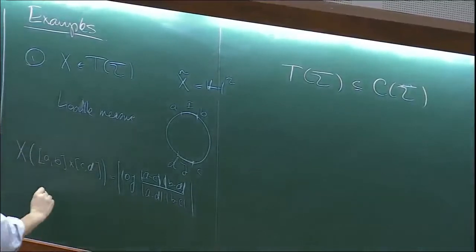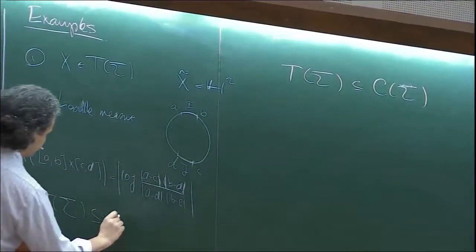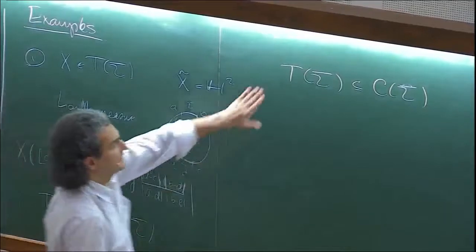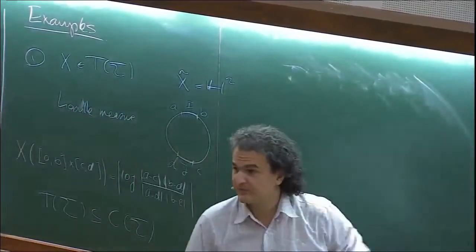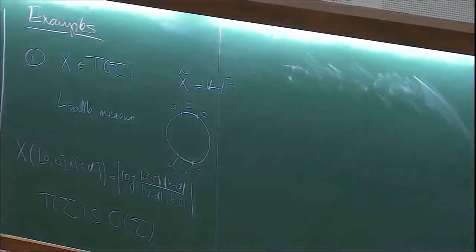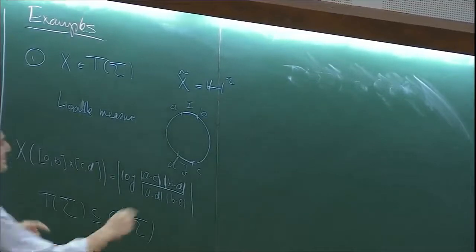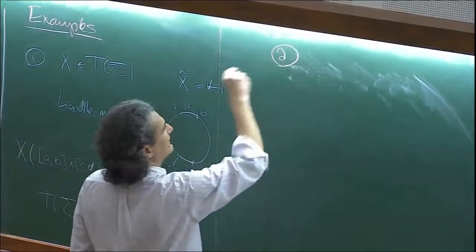Right? And maybe I should have written that over here. I'm sorry? The map is injective, yeah. The map, injective, continuous, and everything, yeah. That's right. Okay, so that's one good example. Let's have another example.